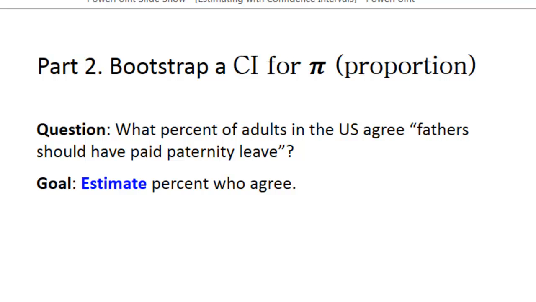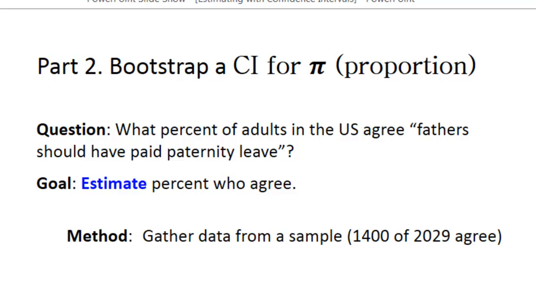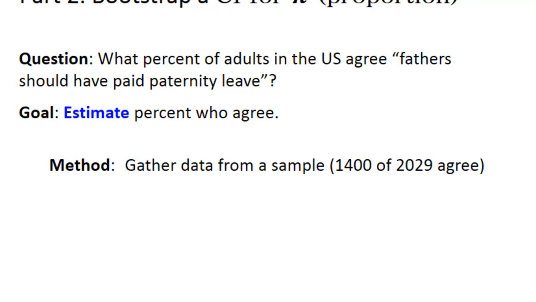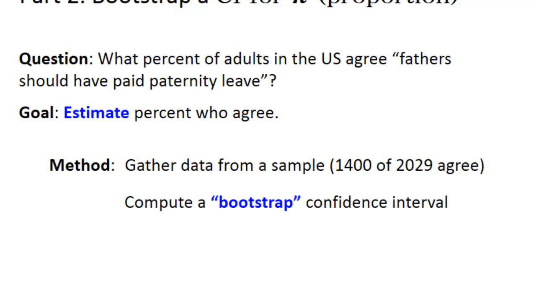So our goal is still to estimate the percentage who agree with some sort of margin of error, although this time it won't be reported as a margin of error, but rather just as a confidence interval itself. Our method is going to be, as before, to gather data from a sample, and remember to take into account all the things we said about the sample before. We also need to remind you that 1,400 of 2,029 adults surveyed agreed that fathers should have paid paternity leave.